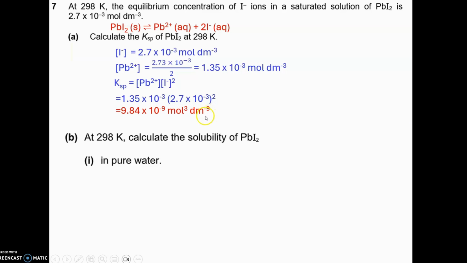Next, part B, 1. At 298 K, calculate the solubility of PbI2 in pure water. So in this, the solubility of PbI2 in pure water would just be the concentration of lead-2 ions because the two species are in a 1:1 mole ratio. So the solubility of PbI2 will be 1.35 times 10 to the power negative 3 mole per dm cube.